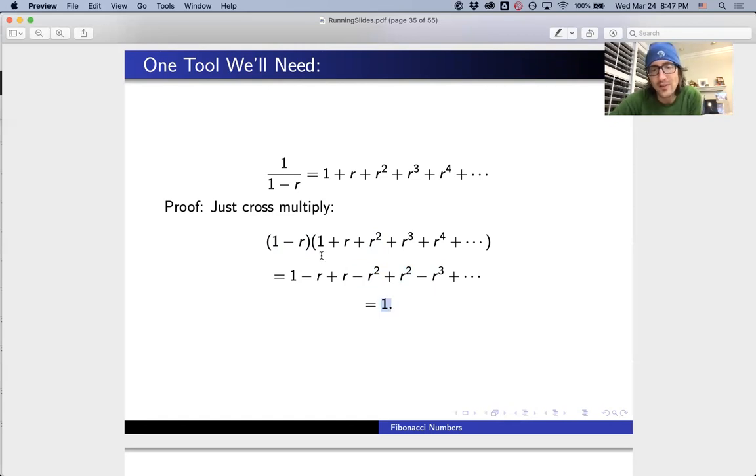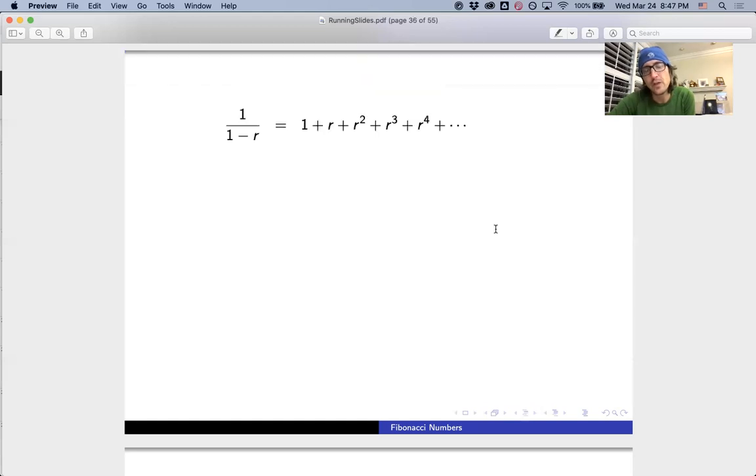And so now I guess if I just divide both sides by 1 minus r, I'll get 1 divided by 1 minus r equals this infinite sum there. And so this fact, this is called a geometric series. And the fact that it converges to or can be represented by 1 over 1 minus r is something that we're going to use to great effect in the rest of today.